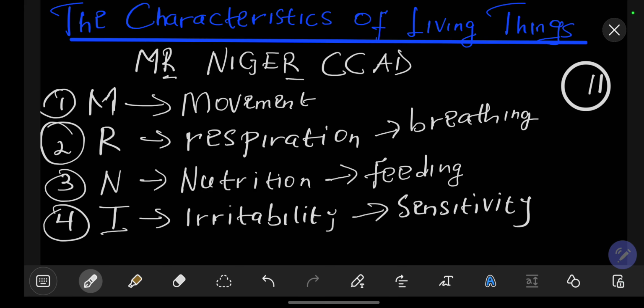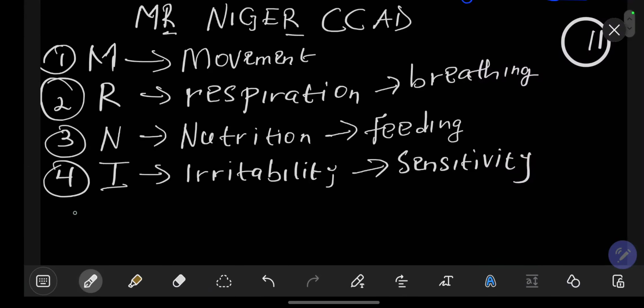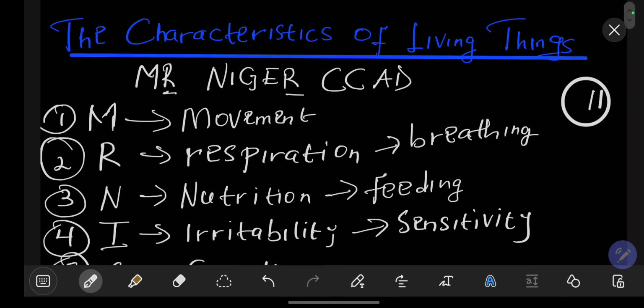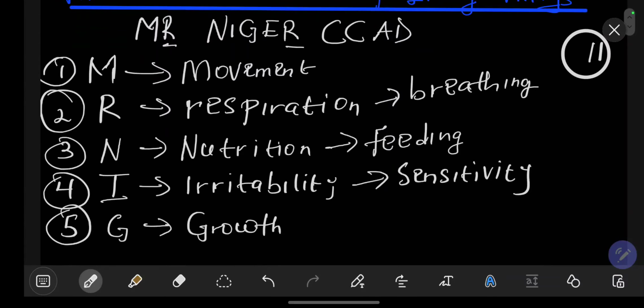And the fifth characteristic of living things we're going to talk about right now is G, and the G stands for growth. Now all living things grow, alright? So for the sake of those writing, take this down, that growth is defined as an irreversible and permanent increase in size and dry mass. Irreversible, so it means growth cannot be reversed. It's not possible. Both plants and animals grow, though there's a difference.